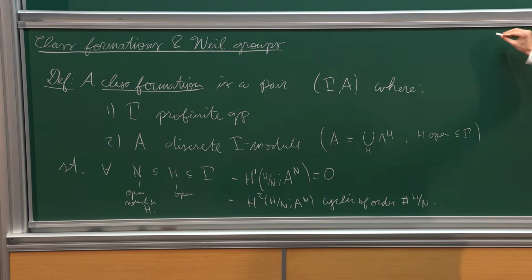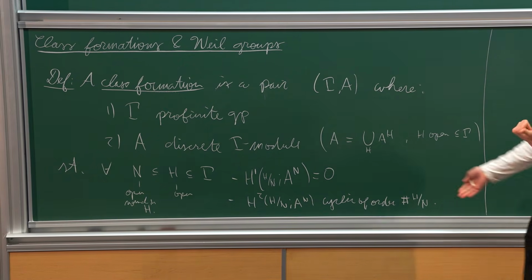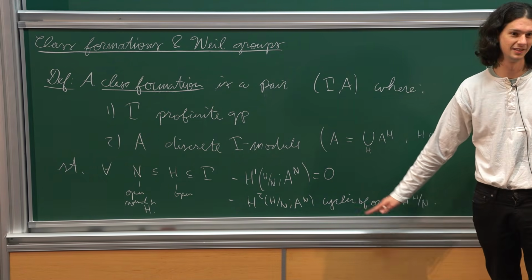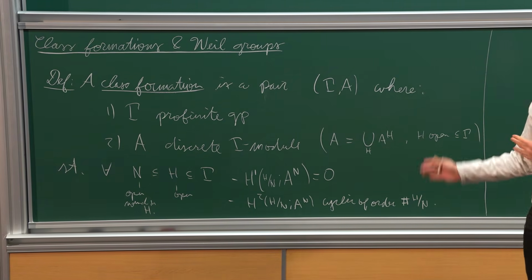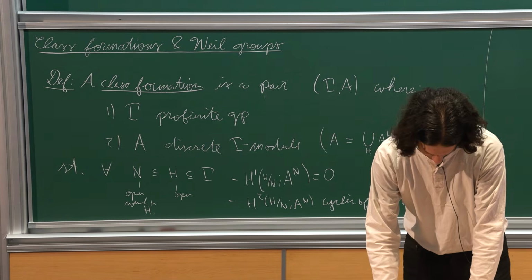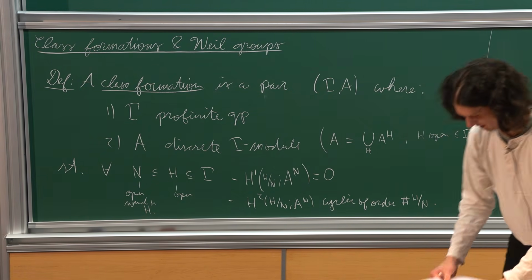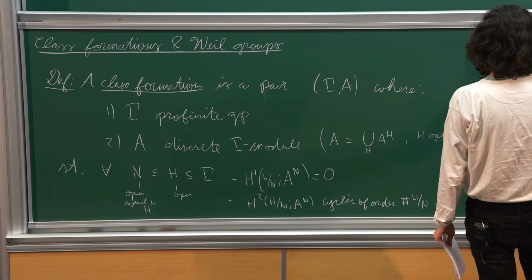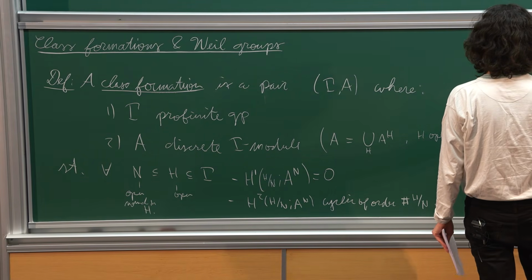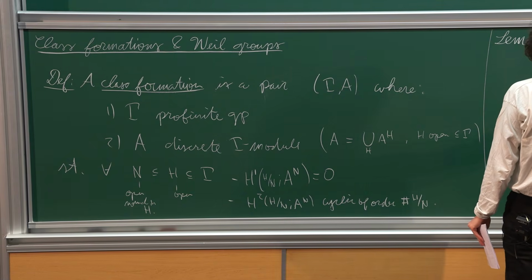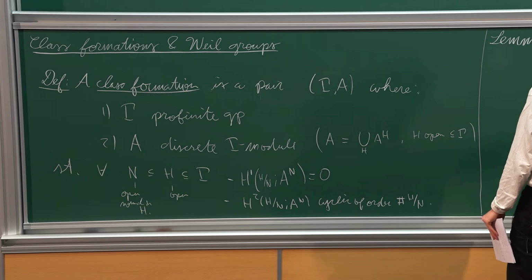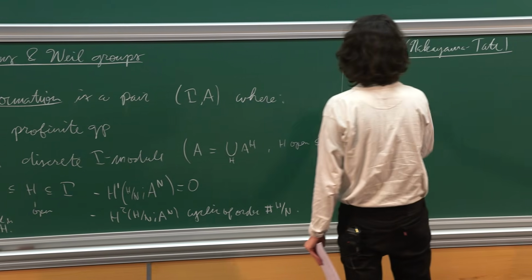So that's a very concise definition, and there's two things that should be explained about the notion of class formation. The first thing is how you can check the axioms in practice, and the second thing is what consequences you get from the axioms. The consequences are many, but let me start with the most basic one. The basic consequence comes from a famous lemma, the Nakayama-Tate lemma, concerning cohomology of finite groups.